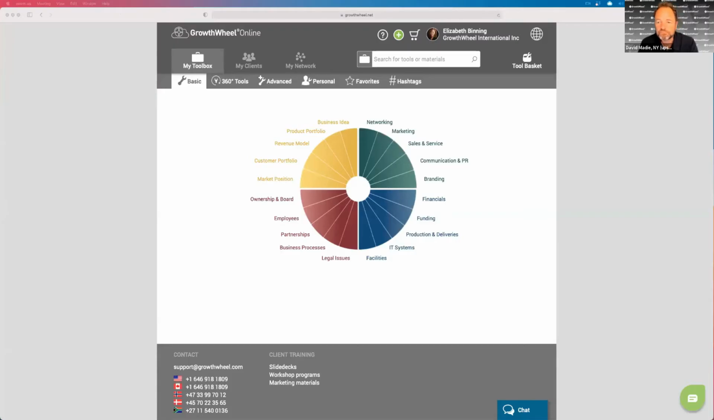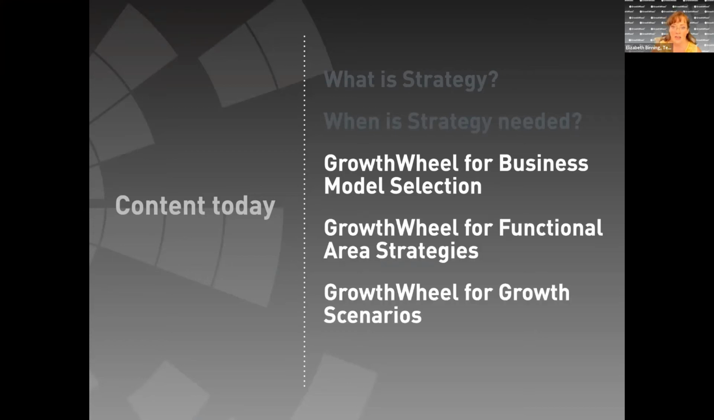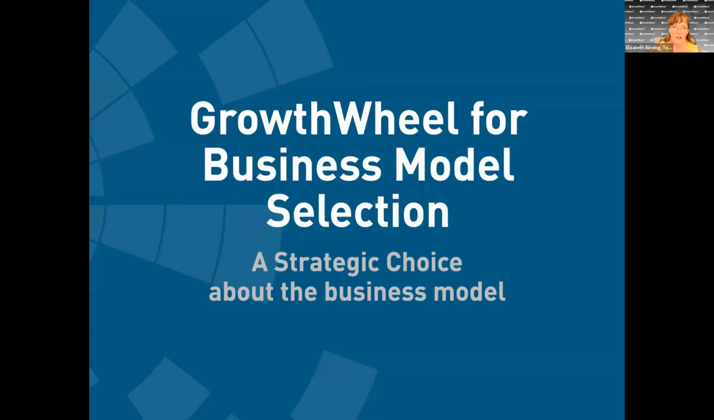All right. Well, let's move on. You were just talking about Alex Osterwalder, and we're going to talk about that just a little bit right now. Let me go ahead and share these slides. We were talking about strategy, when it is needed, but clearly one of the key strategic choices your clients have is what model they want to have. So let's take a look at that in GrowthWheel for business model selection.